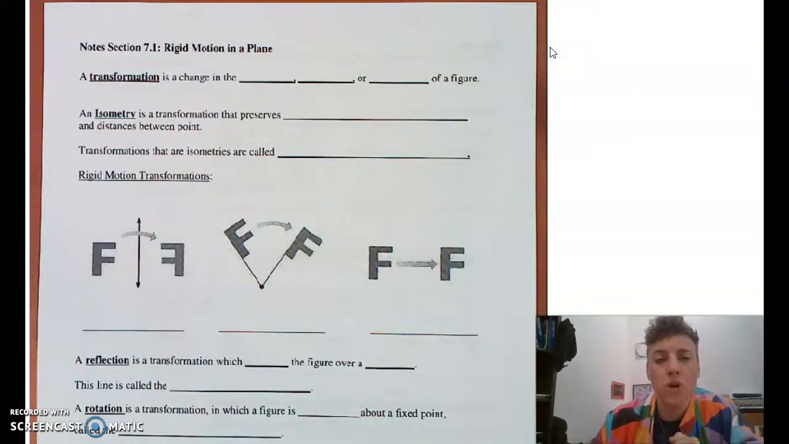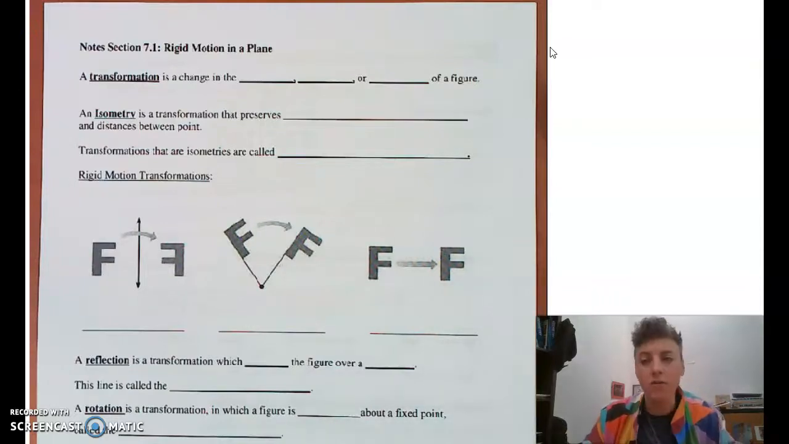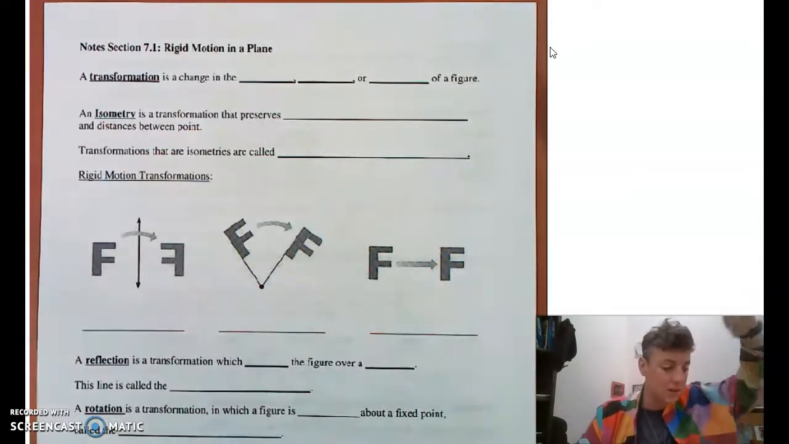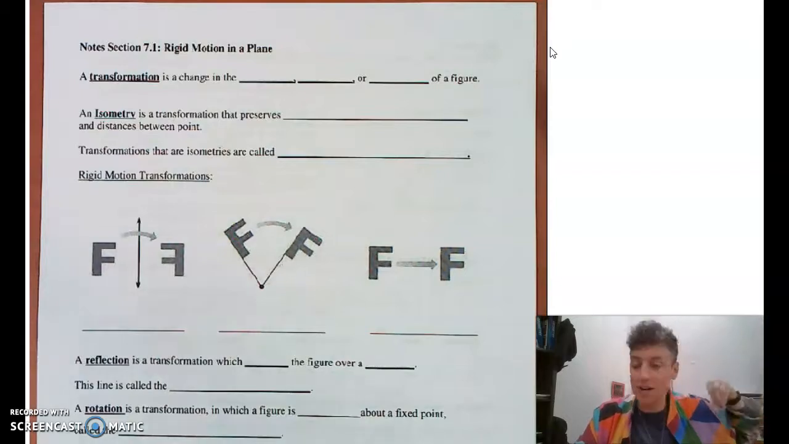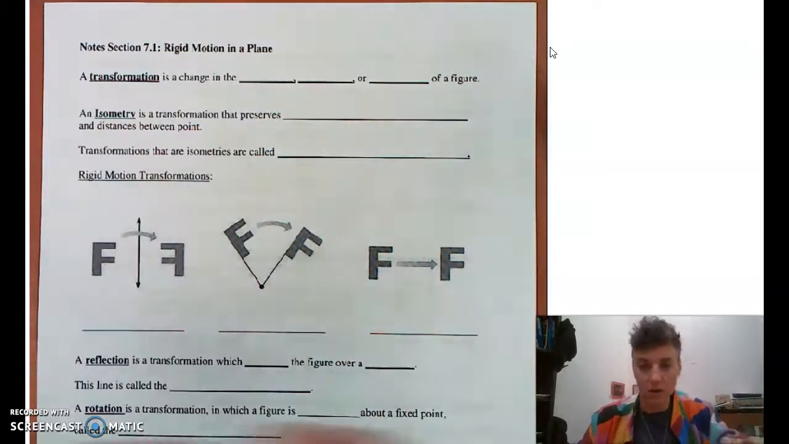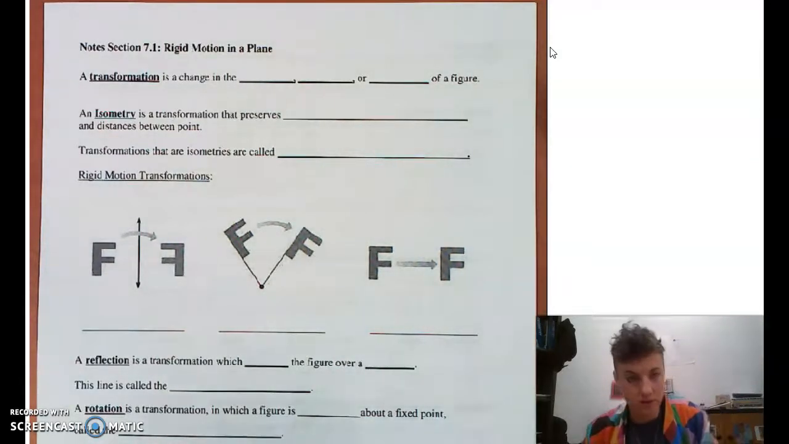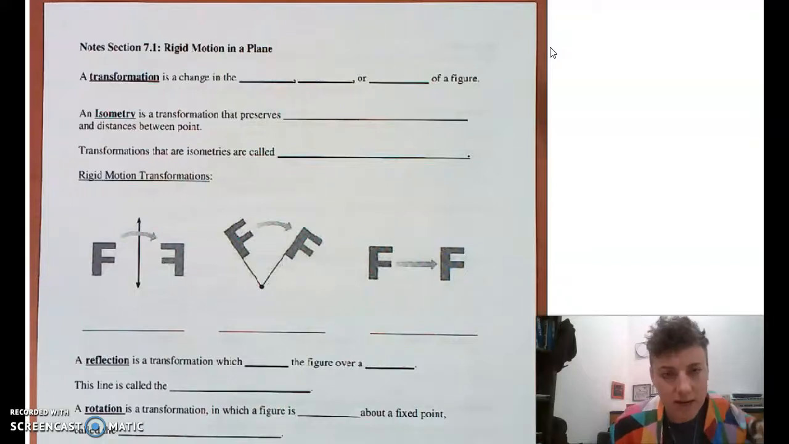First, we're going to talk about rigid motion in a plane. Rigid meaning not changing, motion meaning moving, and in a plane on a flat surface. So we're not picking it up and dropping it somewhere with a crane situation. We're just moving it around on the flat surface. We've got a couple different ways to do that.